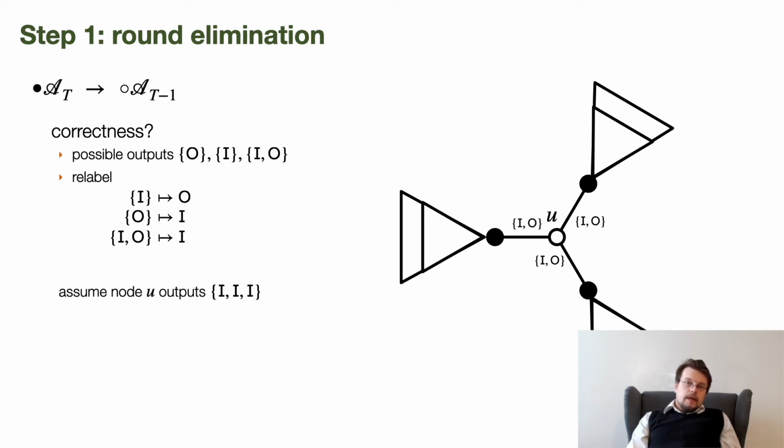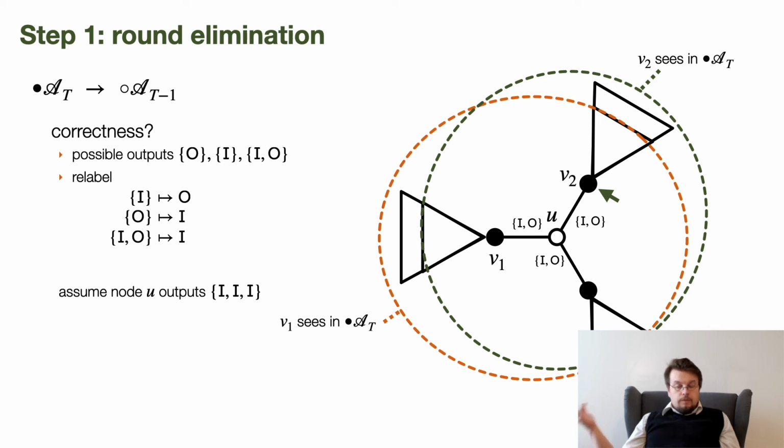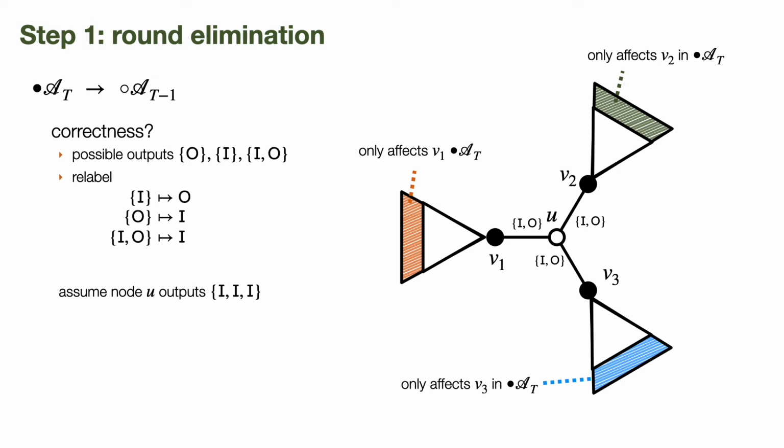So now let's look at all the neighbors of U that are connected to U by input edges. First, this is the neighborhood that V1 sees in A_T, and same for V2 and V3. And now the critical point to observe here is that these shaded regions only affect one of these neighboring nodes. And here we are using the assumption that the running time of the algorithm is less than half of the diameter of the graph. So there cannot be any cycles that get closed here.